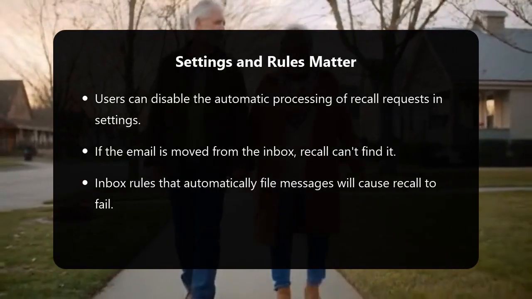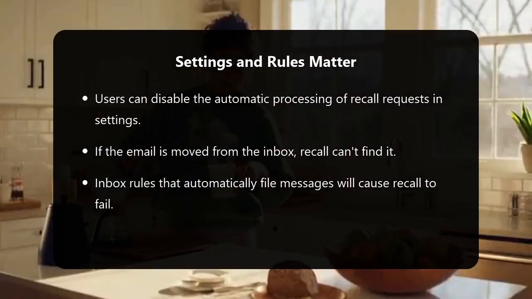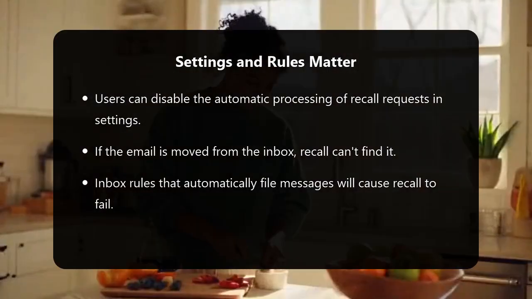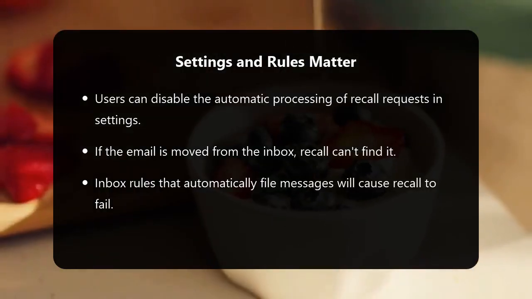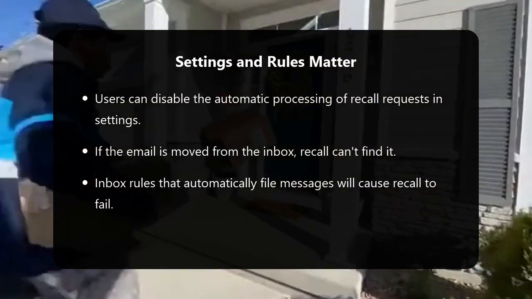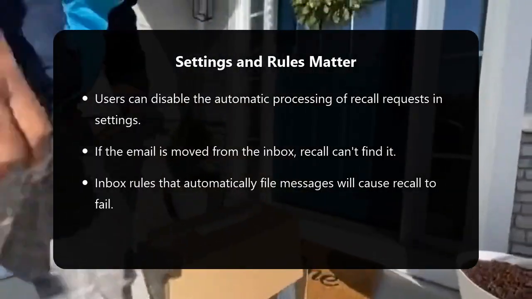The platform used to read the email is another major hurdle. The recall feature is a legacy function built for the Windows desktop version of Outlook. If your recipient reads their email on Outlook for Mac, the Outlook on the web, or any mobile email client, the recall request will not be processed, and the original message will remain untouched.